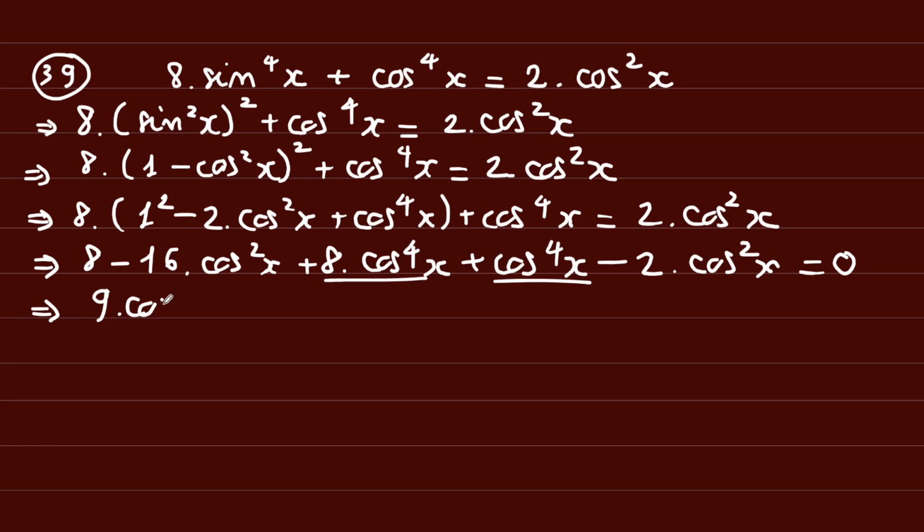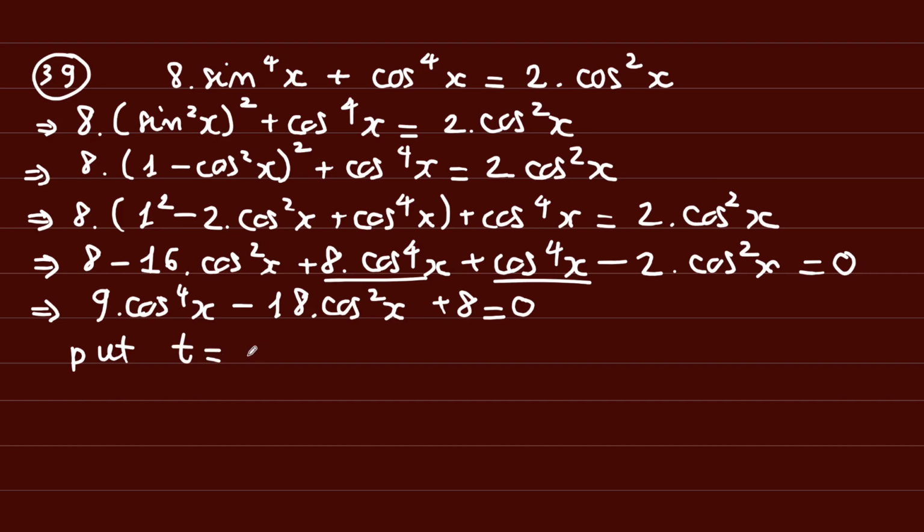9 cos to the power of 4 here. And for the cos squared, minus 16 minus 2 means minus 18 cos squared x, and for the constant, you have only 8, equal to 0. And it's time for changing the variable. Put t equal to cos squared x, like this.